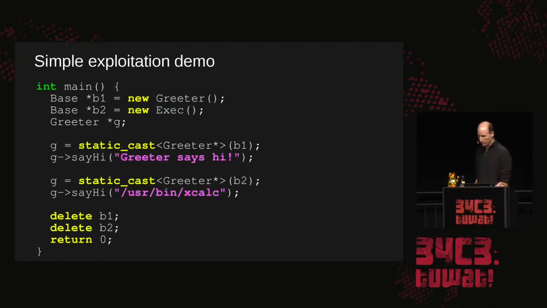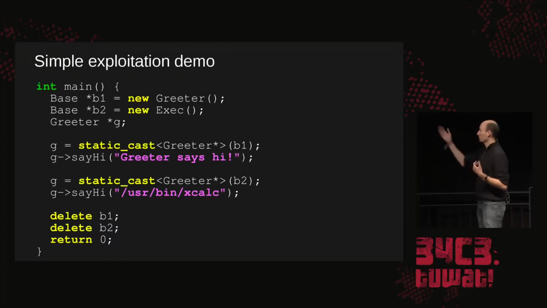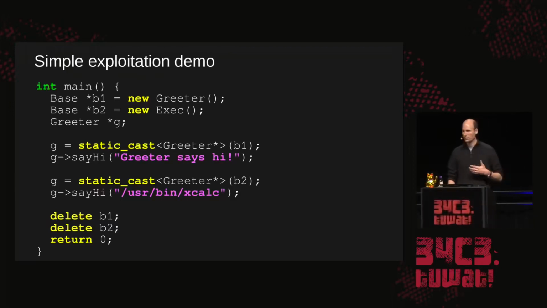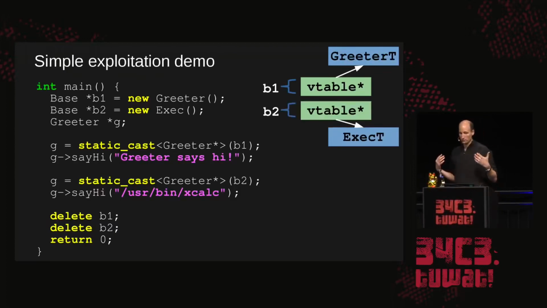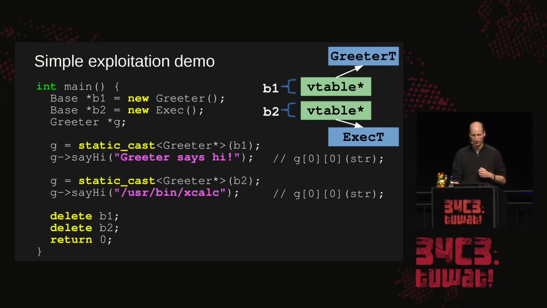If you look at how this is actually implemented, why does this bug happen? First off, the underlying bug is that the type hierarchy or the compiler cannot stop us from casting a base class into a greeter class, even though it is an exec class. We've got these two vtables from B1 and B2, and the first points to the vtable of the greeter type, and the second base B2 pointer points to the exec type. And we can easily cast between the two without the type system in C++ complaining.